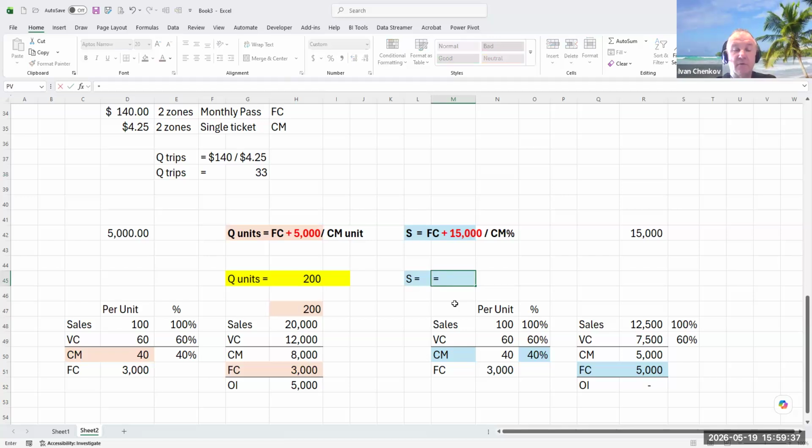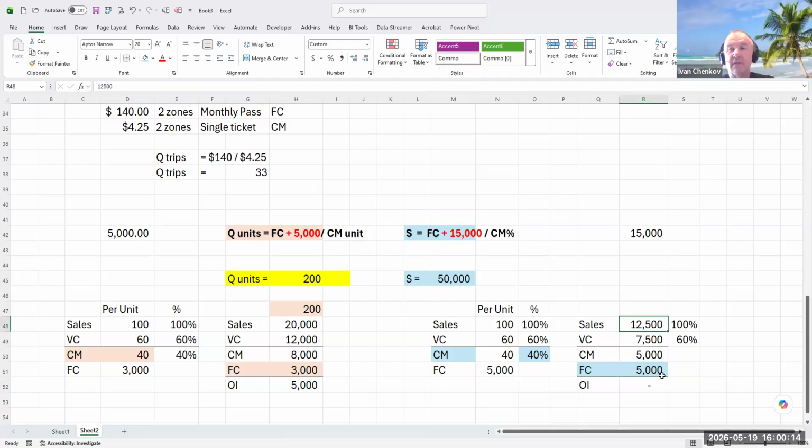So what will that be? That will be equal to bracket fixed cost. My fixed cost here was 5,000, right? Let's go with this one, but I'm going to change it. Plus 15,000, divided by contribution margin ratio, which is going to stay the same. So this one is 5,000. So my sales, in order to achieve 15,000, when my fixed cost is 5,000, has to be 50,000.